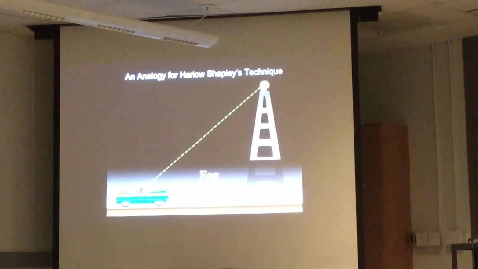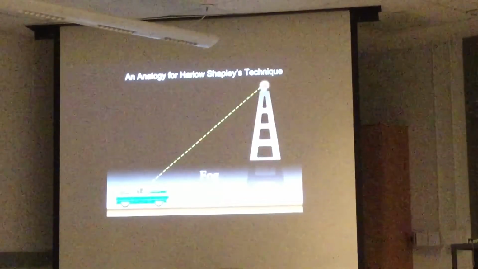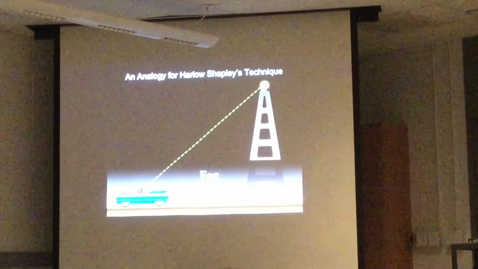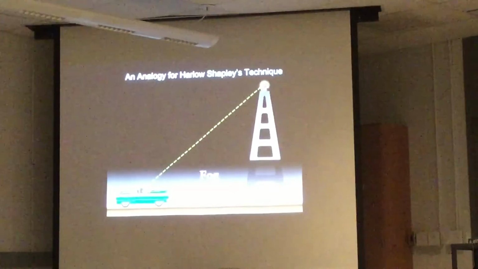And his technique had the advantage that you don't have to worry about the dust, because the idea is our galaxy is disc-shaped, but it has a halo of stars above and below the disk that is pretty much spherically distributed, and the globular clusters are in the halo above and below the disk.